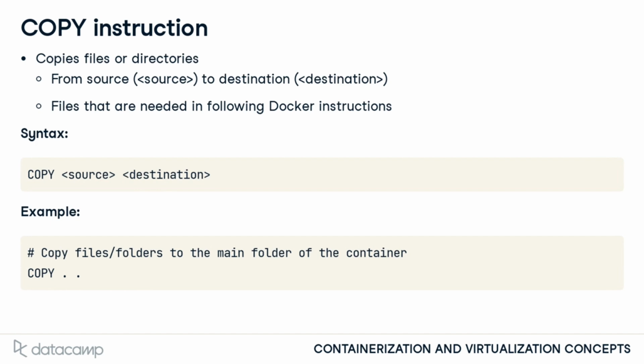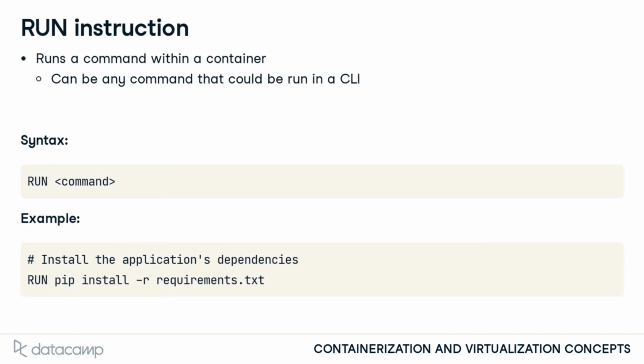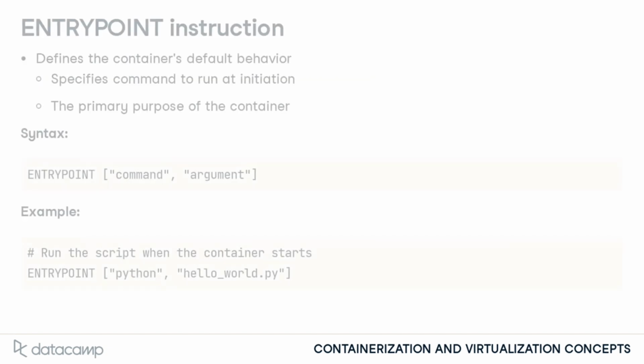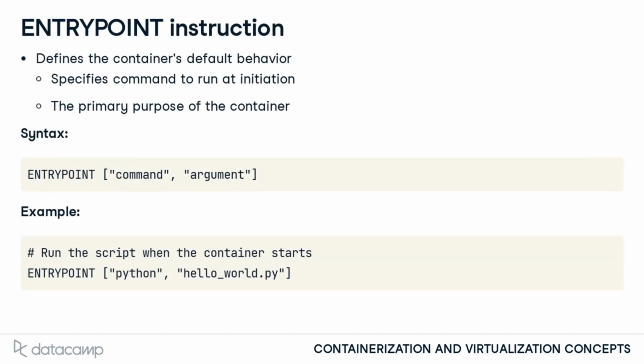The run instruction runs a command, specified as argument, within the container, similar to how we would run a command in our computer CLI. The entry point instruction defines the container's default behavior by specifying a command to run at container initiation. It defines the primary purpose of a container.